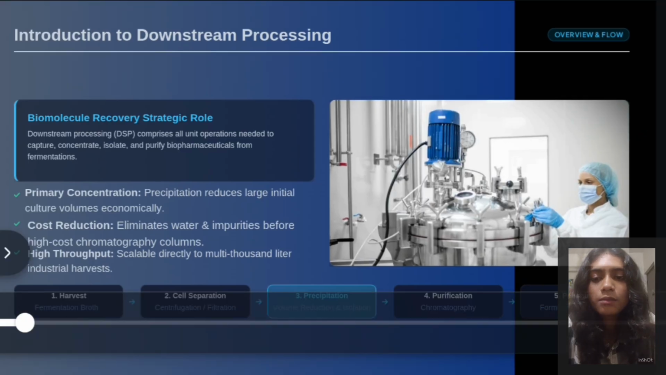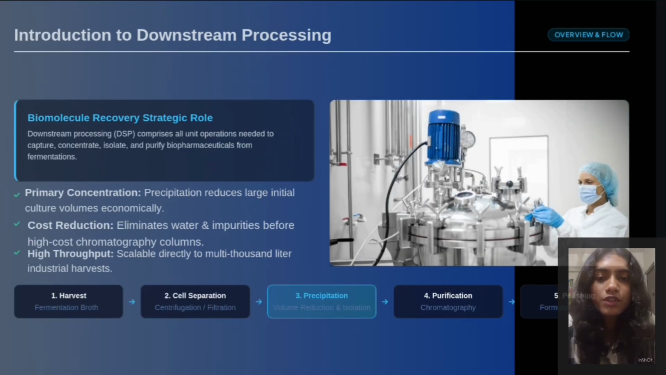The fourth step is high resolution purification using chromatography. The fifth step is polishing, which includes final formulation and drying. So why do we need precipitation right at step 3? Imagine trying to run a 10,000 liter harvest straight through a high-cost chromatography column.